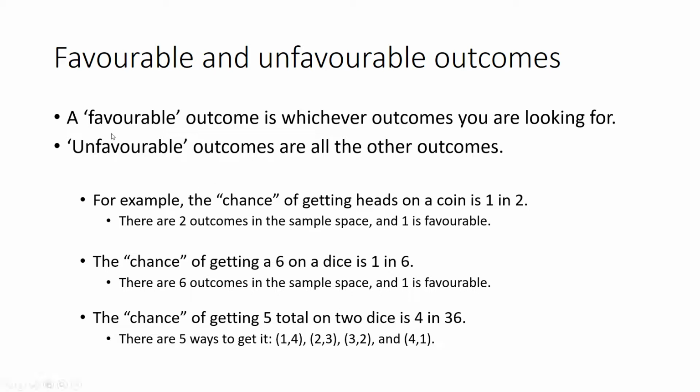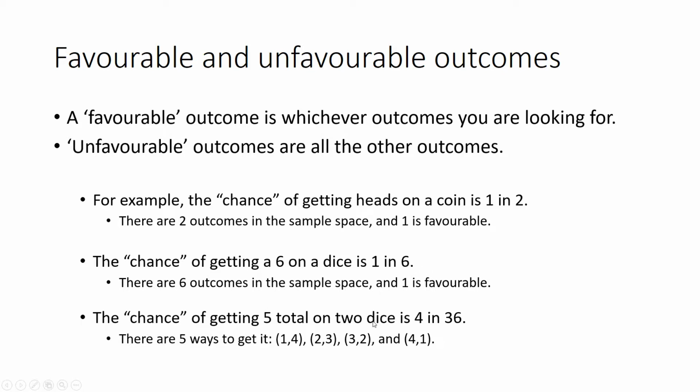So for example, the chance of getting heads on a coin is 1 in 2. There's 2 possibilities. Your favourable outcomes cover one of those possibilities. So there's two outcomes in the sample space, and one of them is favourable. What's the chance of getting a 6 on a 6-sided die? Well, there's 6 outcomes, and one of them is favourable, so that's 1 in 6.